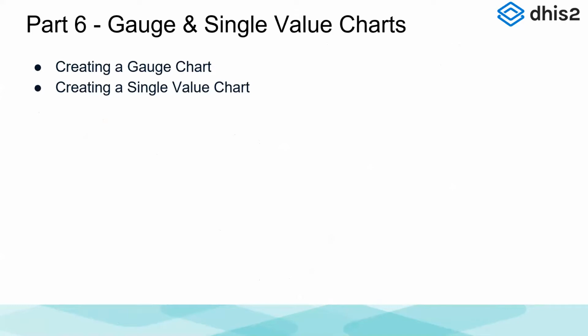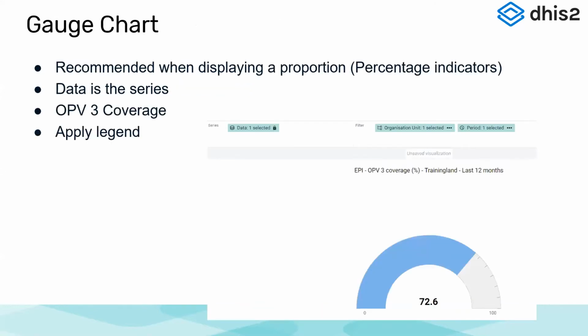So in this part 6, we'll be learning about gauge and single value charts. Again, something not very commonly seen in our analysis, but some people might be very familiar. So we'll go through these two types also. We'll first create a gauge chart, so we will use the OPV3 coverage.